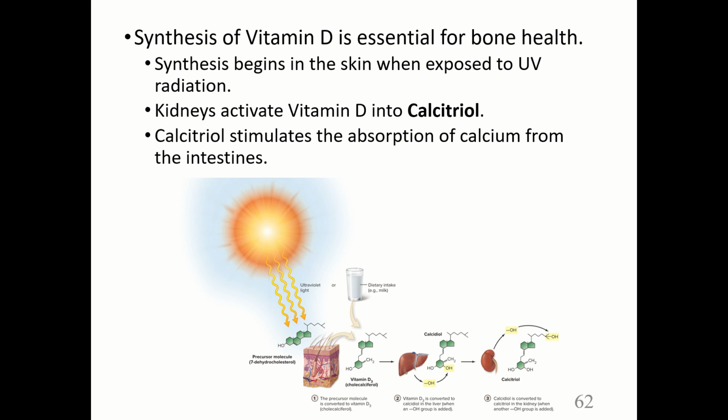Synthesis of vitamin D is essential for bone health. Vitamin D synthesis begins in the skin when exposed to UV radiation. Kidneys activate vitamin D into calcitriol. This is the active form of vitamin D. Calcitriol will stimulate the absorption of calcium from the intestines.